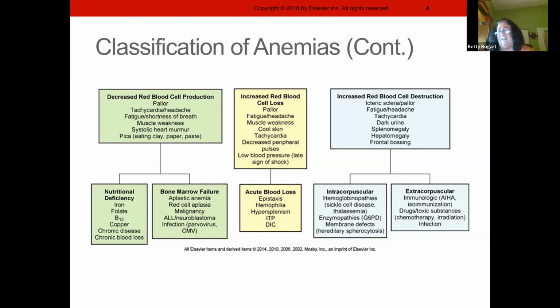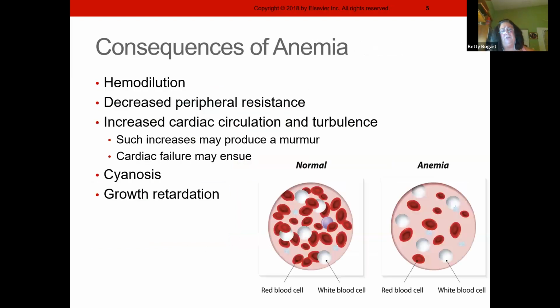And in nursing, you're going to see stuff like that. You can't know everything about everything, but you can ask questions, right? And then we're going to see the increased blood cell destruction through things like drugs, toxic substances, and children getting infections. Their red blood cells are eaten up. It's just part of the pathophysiology of children.